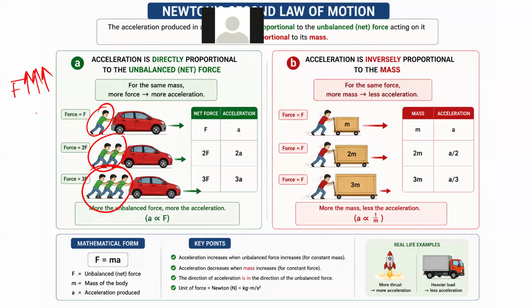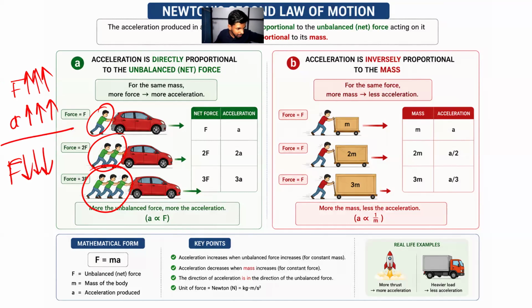Fast. Okay. When the force is increasing, just imagine, if you have a vehicle, if one person is pushing, the car will be very, very slow. If two of them are pushing, the car will be faster, right? So when you're increasing the force, the acceleration also will increase. And also, if the force is low, what will happen to the acceleration? Acceleration also will be low. So, okay, this is called directly proportional.